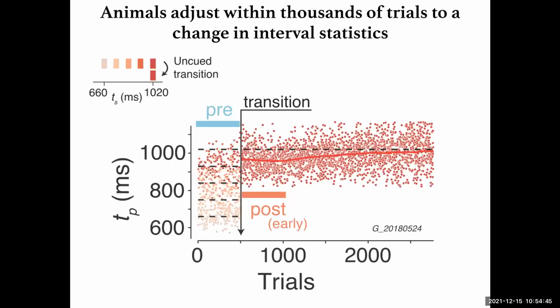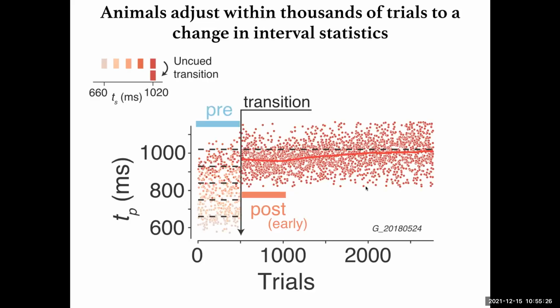So here is the behavior of one monkey which underwent this manipulation. On the y-axis here is the interval that the animal produces as a function of trials on the x-axis. What you can see is that immediately after we transition, the responses of the animal are highly biased towards the mean of the pre-distribution, which was expected. But after several hundreds of trials, you see that this bias gradually goes away, indicating that the animal is updating its expectations.